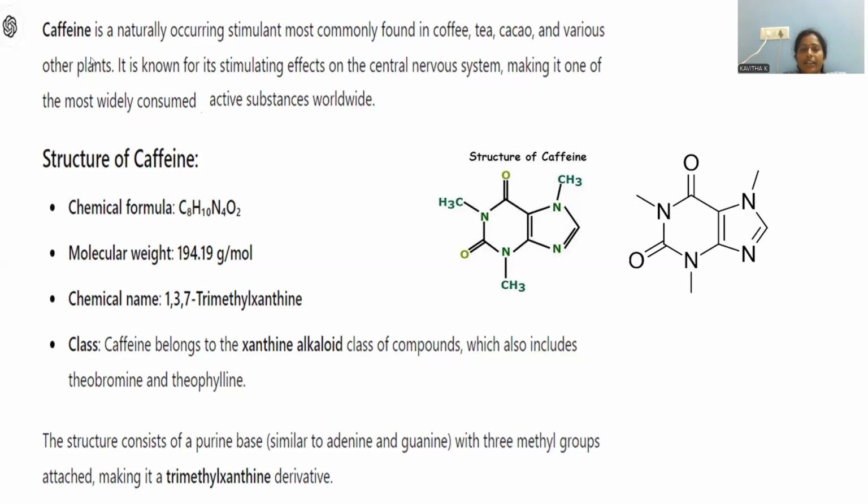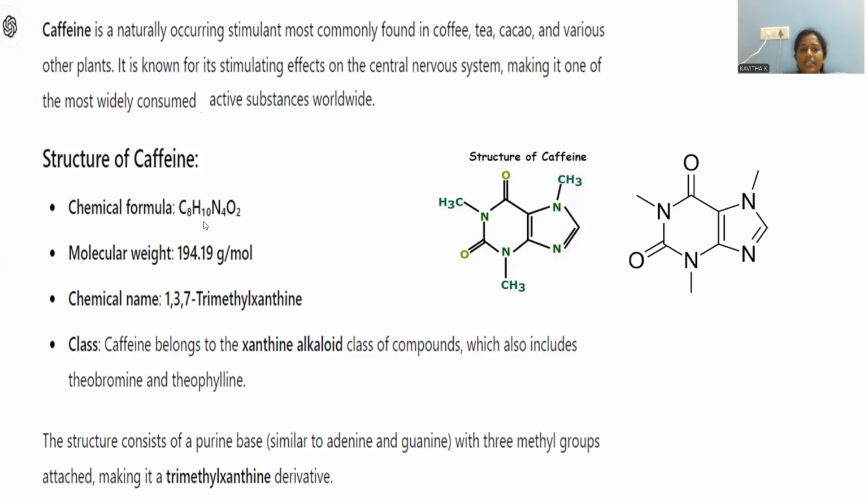Most people are familiar with coffee, tea, everything, chocolates. Even soft drinks we are consuming. So caffeine is the natural alkaloid that is present. It is used to stimulate or activate our entire nervous system. That's the reason why it is most actively consumed throughout the world, right?